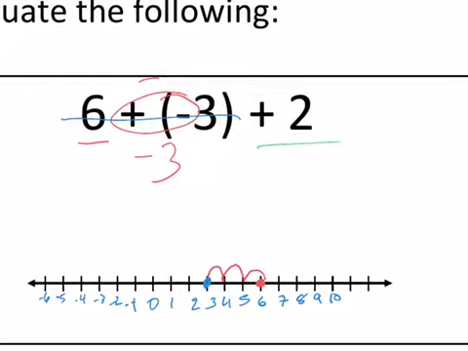Now the last bit is to add 2. So we start from 3 and we go 2 in the positive direction. 1, 2. And we end up at 5. So 5 is the answer to 6 plus negative 3 plus 2.